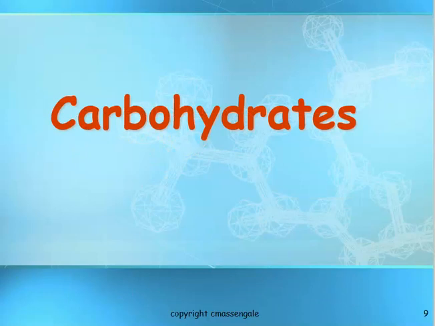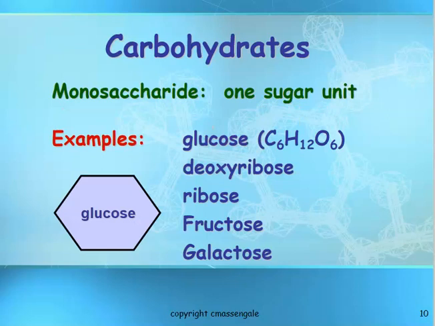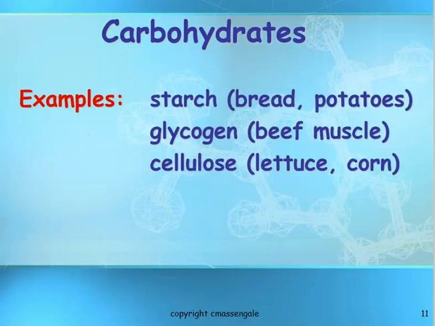Carbohydrates. This is the first macromolecule we're going to talk about. Carbohydrates, their monomers are these simple sugars: glucose, deoxyribose, ribose, fructose, galactose. Those simple sugars are the monomers for carbohydrates. If you notice, they all end in O-S-E, okay? So when you see a word ending in O-S-E in biology, most likely it's going to be about sugars.